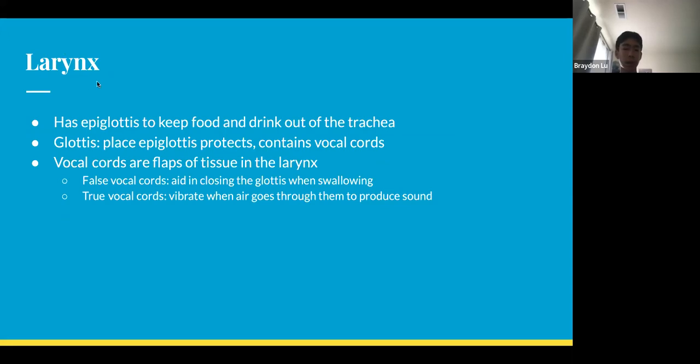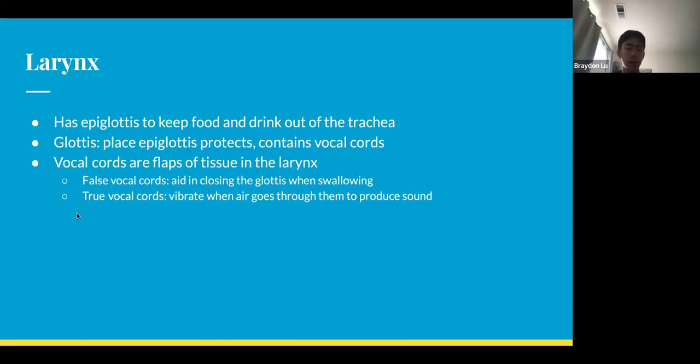The larynx is also known as your voice box because that's where your vocal cords are contained. And it's also part of your throat. It has a flap of cartilage called an epiglottis, which helps keep food and drink out of your trachea. The glottis is the place your epiglottis protects, and it contains your vocal cords.